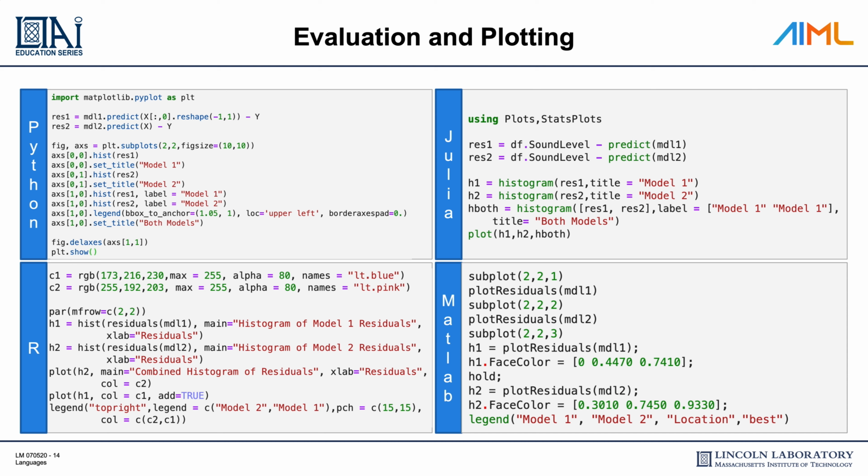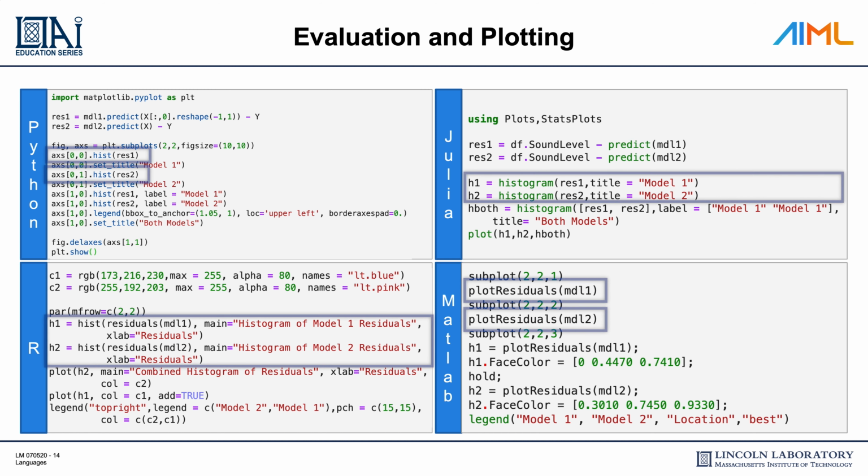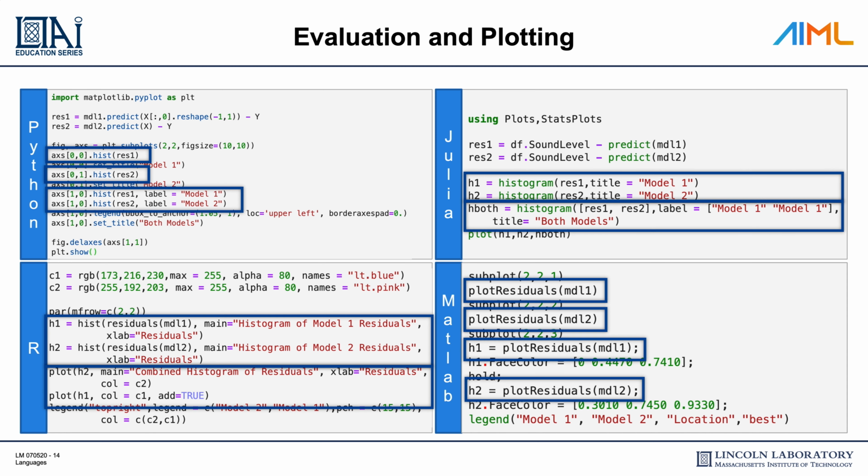To get an idea of the look and feel of creating plots in each language, we're going to plot a histogram of the residuals for our model. The residuals are the individual errors for each data point. Here I'm making 3 subplots in the same figure, 2 for the residuals of each Model 1 and Model 2, and a third showing both histograms in the same plot.